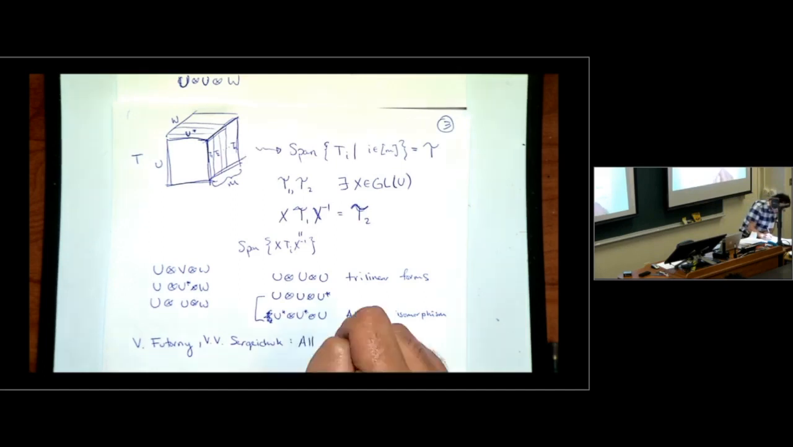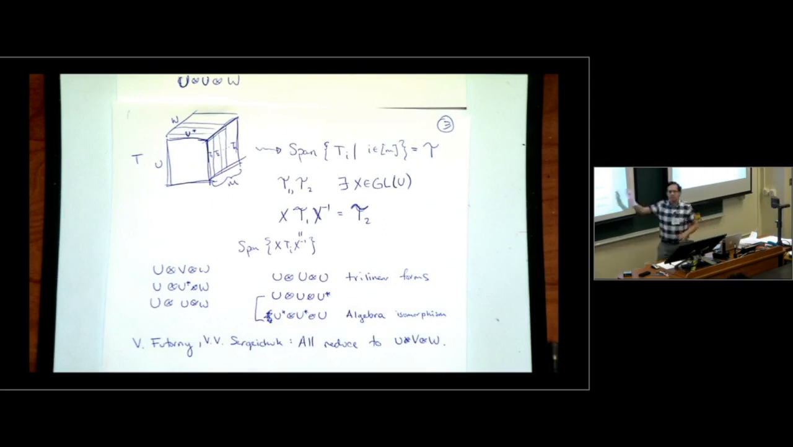And in fact, more than that. So all reduce to U tensor V tensor W. You know, they did other things like, what if you want to partition your space U as a direct sum of subspaces and you want to preserve that partition? That also reduces to this. What if instead of equating one tensor and another, I want to equate 6 3-tensors with 6 3-tensors? That also reduces to this, right? There's a whole bunch of things.